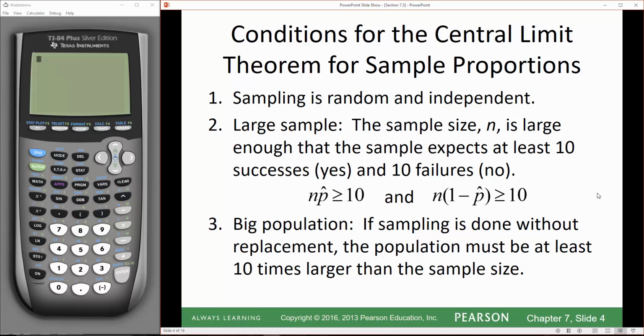Also we need a big population. If sampling is done without replacement, the population must be at least 10 times larger than the sample size. So we have to see, does it seem reasonable for my population to be at least 10 times the sample size?